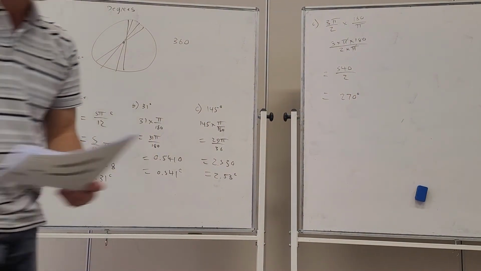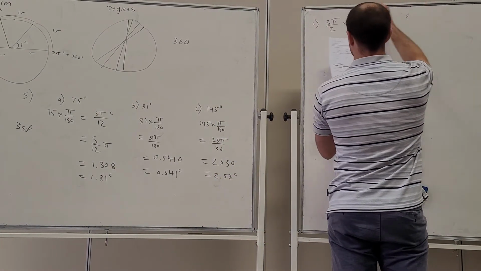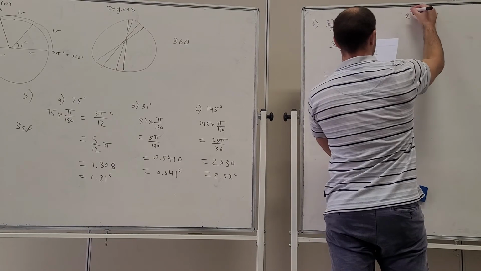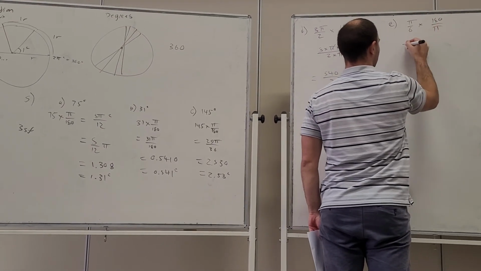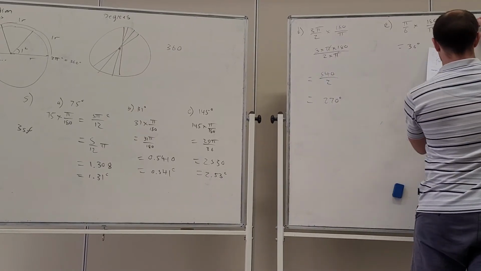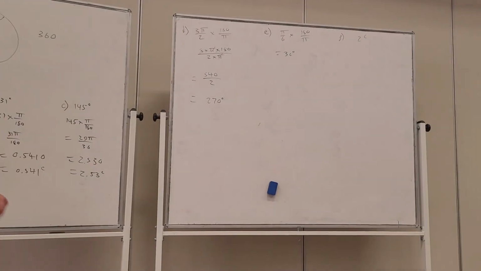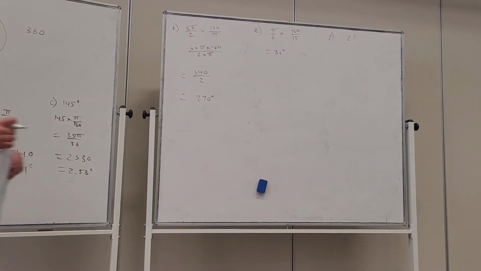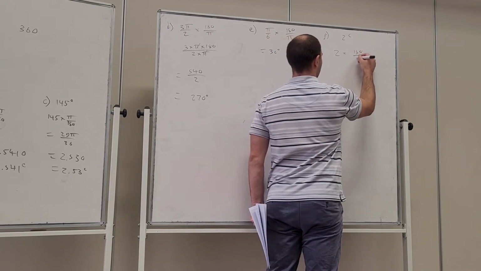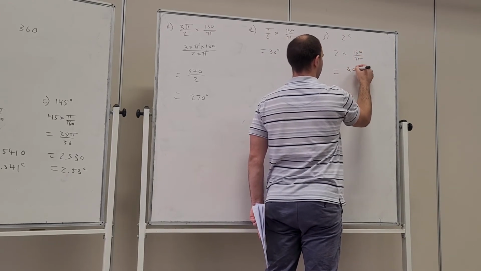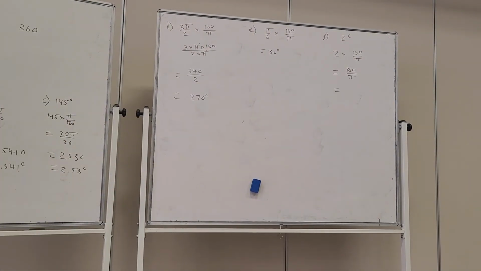Okay, pi on 6. So excuse me, that was D. Here we got E. So pi on 6 times 180 on pi, that's going to be 30 degrees. And 2 radians. Okay, so we've got 2C, which means we're going to go 2 times 180 on pi. So that's going to be 360 divided by pi. Now remember, pi is just a number, so we've expressed it there exactly.